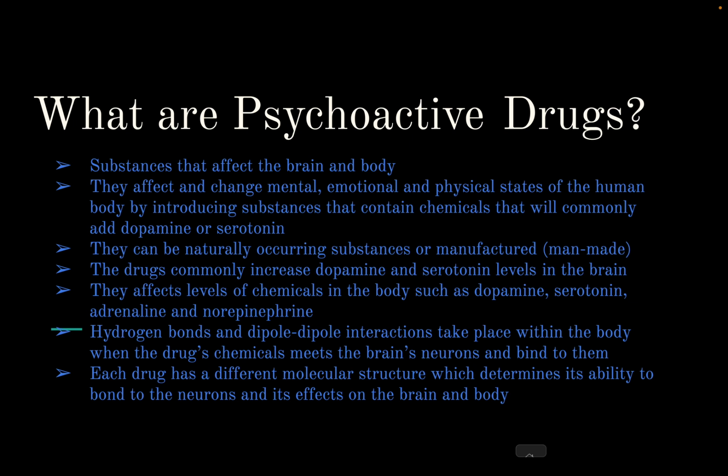And they also usually experience hydrogen bonds and dipole-dipole interactions or dipole-dipole forces, as we have learned earlier in this semester. These interactions and bonds take place within our bodies when the drug's chemicals meet our brain's neurons and bind to them. Each drug has a different molecular structure, which will determine its ability to bond to the neurons and the effects it has on our bodies and brains. It also will determine the rate of absorption and how fast we will feel the effects. I will talk about that more later.